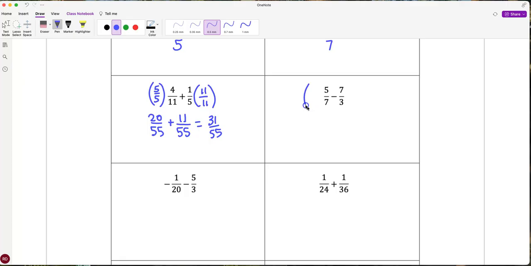Here my common denominator is 21. So multiply this by 3 over 3, 7 over 7. So 15 over 21 minus 49 over 21. So it's just whatever 15 minus 49 is. So 9 minus 5 is 4. -34 over 21.